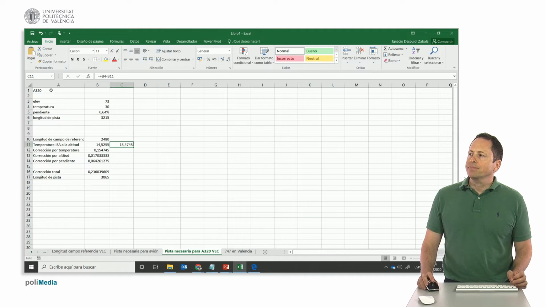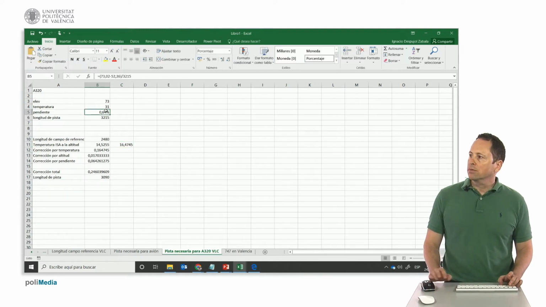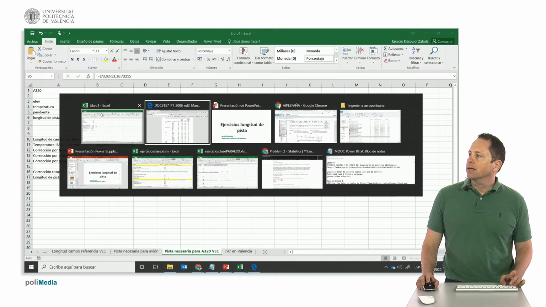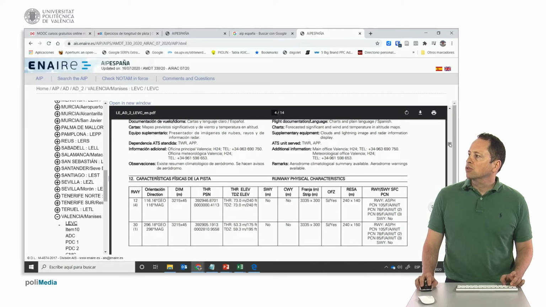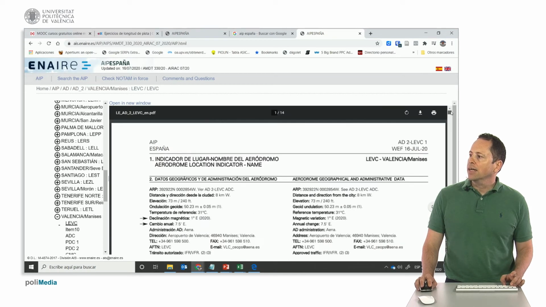For an A320 in Valencia. The data of Valencia has been obtained from the AIP Spain, okay? Then this would be 31 degrees. This is the AIP Spain. We have searched AIP España. We have clicked and here we have 73 meters, 31 degrees Celsius and here below the reference field length.